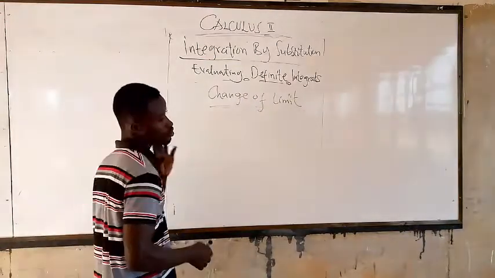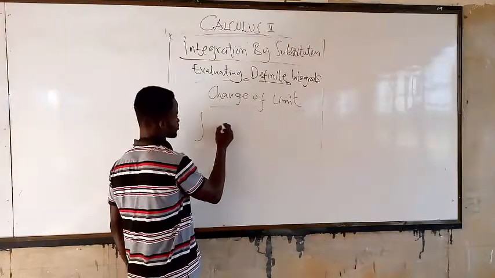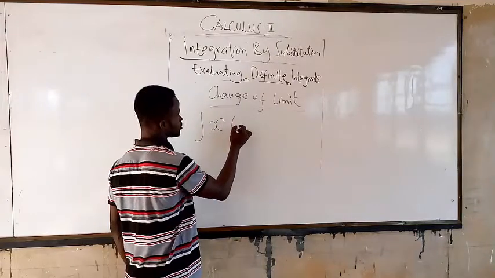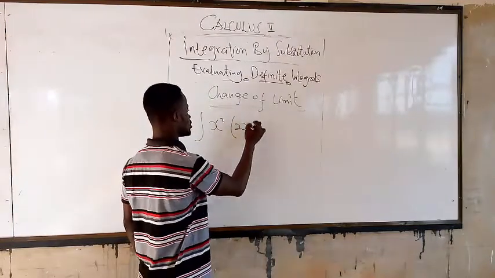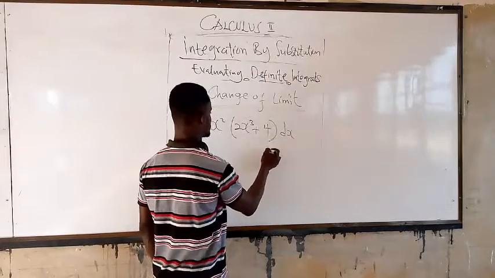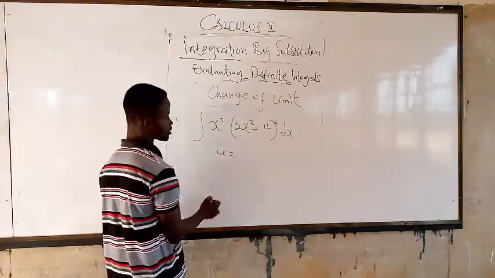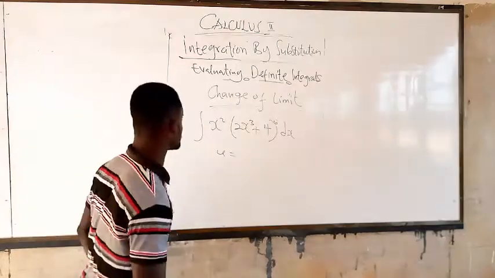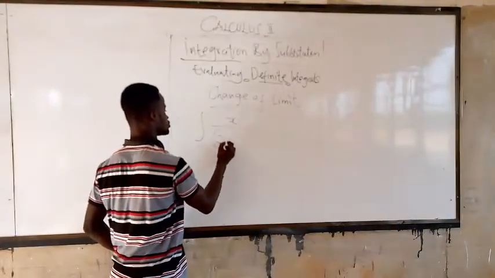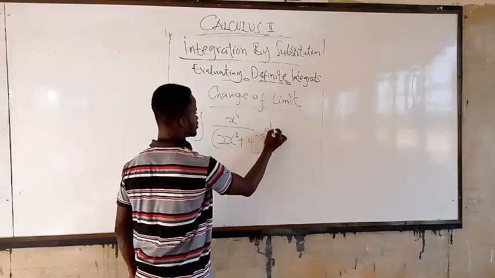So for instance, let's say that we have the integral of s squared over 2s cubed plus 4, all to the power 5, ds. So here your u is what? Or let me change the question and make it this way: s squared over (2s cubed plus 4) to the power 5, ds.